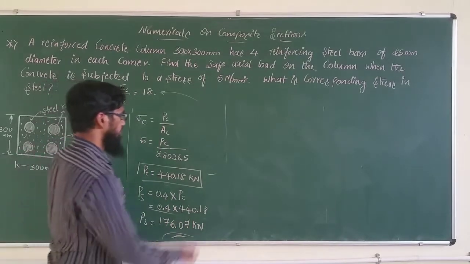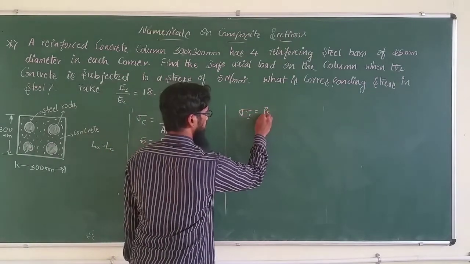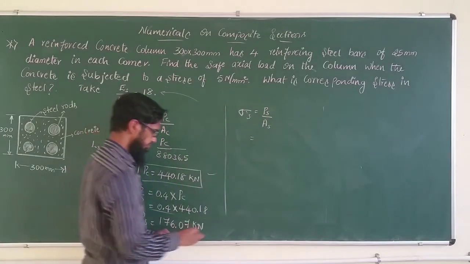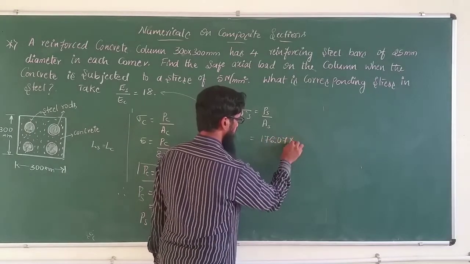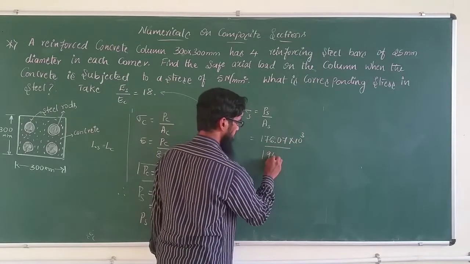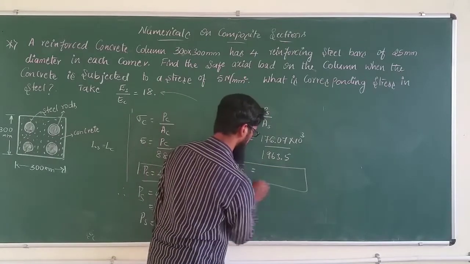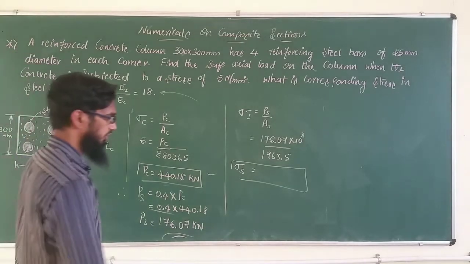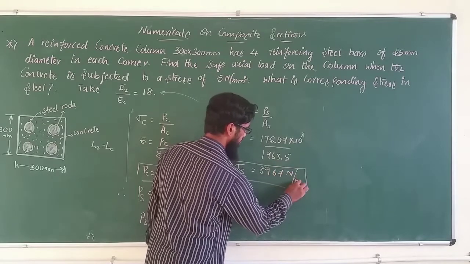Now what I need to find out here is sigma S is equal to load by area for a steel rod. PS is nothing but 176.07. I'll take it in terms of Newton here. The area of a steel rod is 1963 mm square. So you just simplify here. I'm going to get somewhere around 89.67 Newton per mm square.